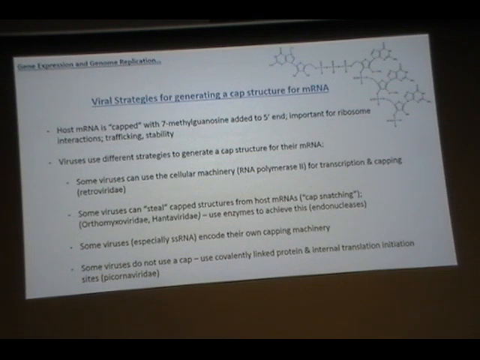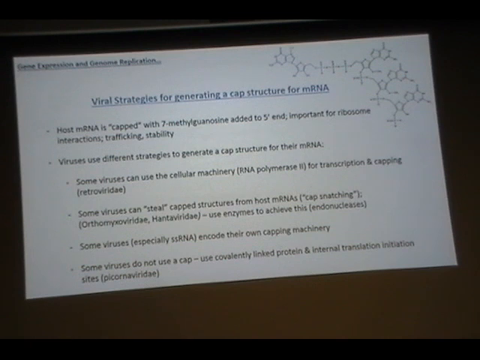So some viruses can actually use the host machinery for their own purposes and make a cap that's very much like the cap of any message. But some viruses have to steal the cap structure. Influenza, for example, is a cap stealer. It has enzymes that will cut off the cap of a host messenger RNA molecule and hook it on to their positive stranded RNA. And so that then becomes a competent message that can interact with host proteins and can then translate new proteins for the virus. So that's called cap snatching.